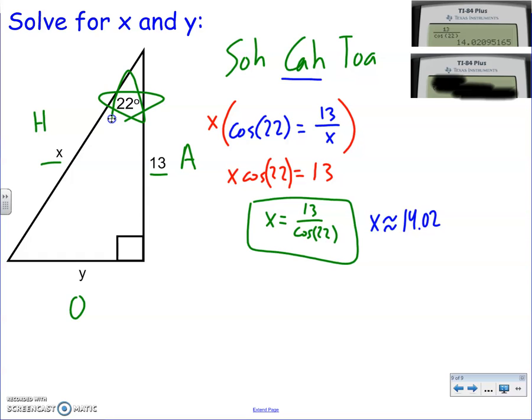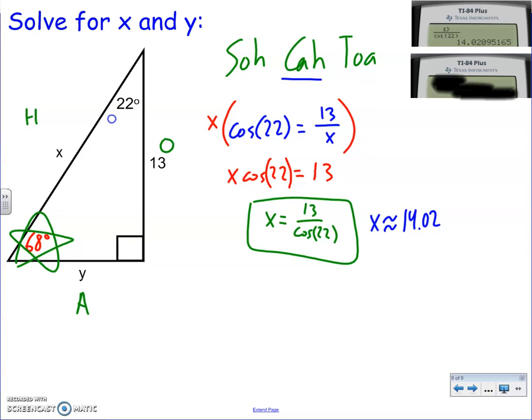All right, now let's find y. Now let's change things up. I don't want to use 22 degrees. I want to use this bottom angle down here, which is going to change my HAO. If I do triangle sum, this is going to be a 68 degree angle. Let's use this, and it works perfectly fine. We're going to label HAO.